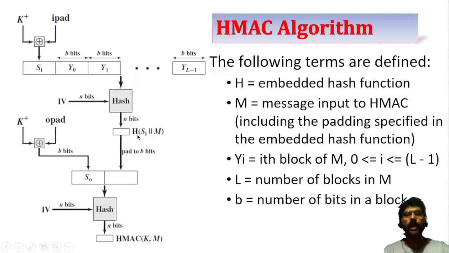Here the H indicates the embedded hash function. This is the hash function which is added in the algorithm. And M indicates the message input to HMAC, including the padding specified in the embedded hash function.